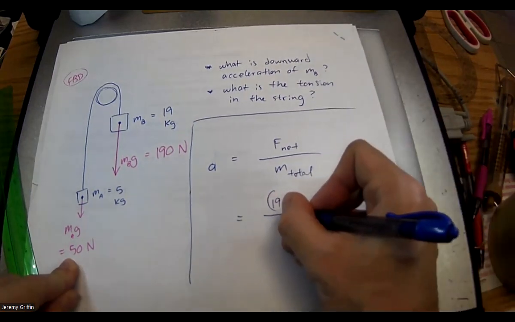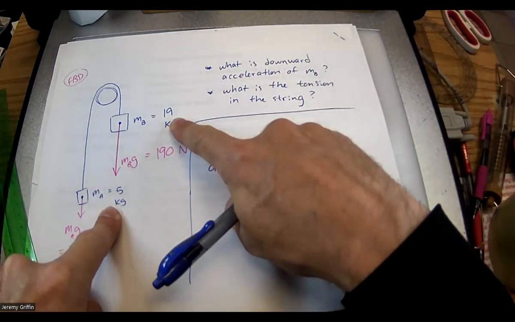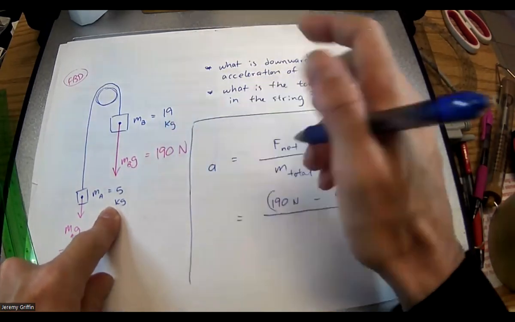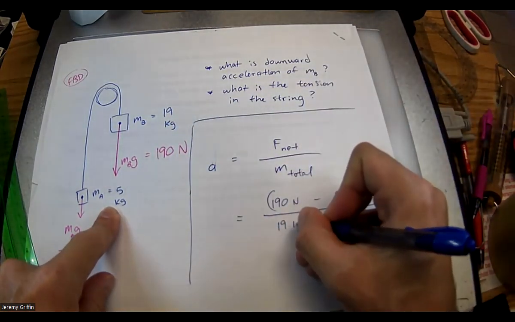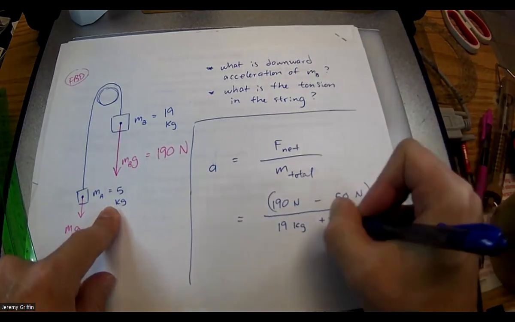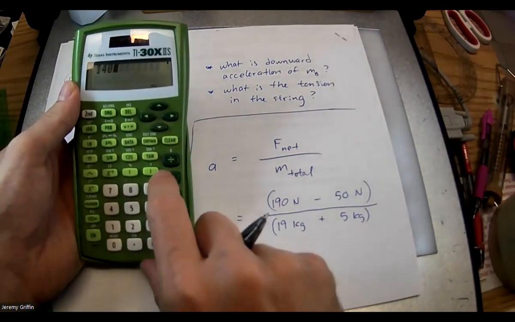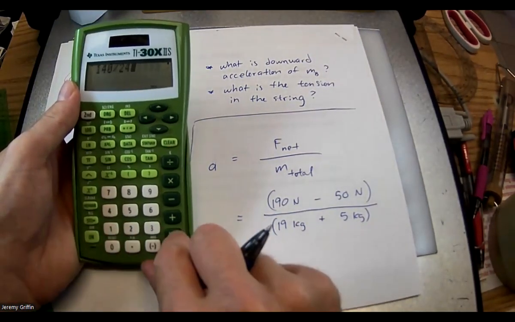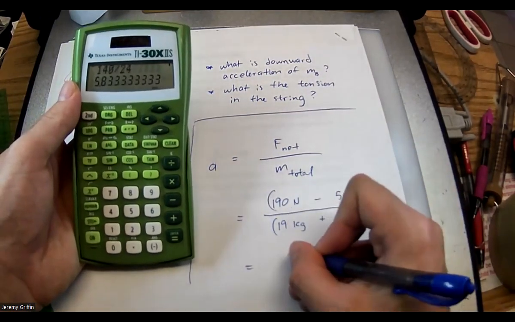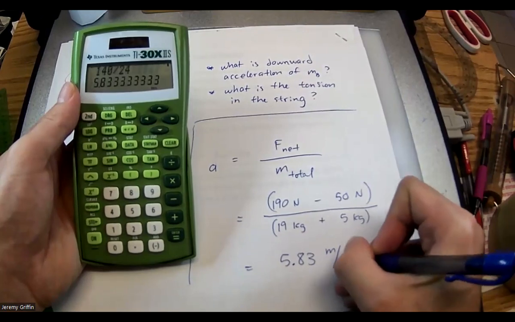Acting on how much inertia? You guys see 24 kilograms, right? It's got 19 kilograms plus 5 kilograms, right? Is that true? Okay. Let's do 140 newtons acting on 24 kilograms. I'm getting 5.83 meters per second squared.